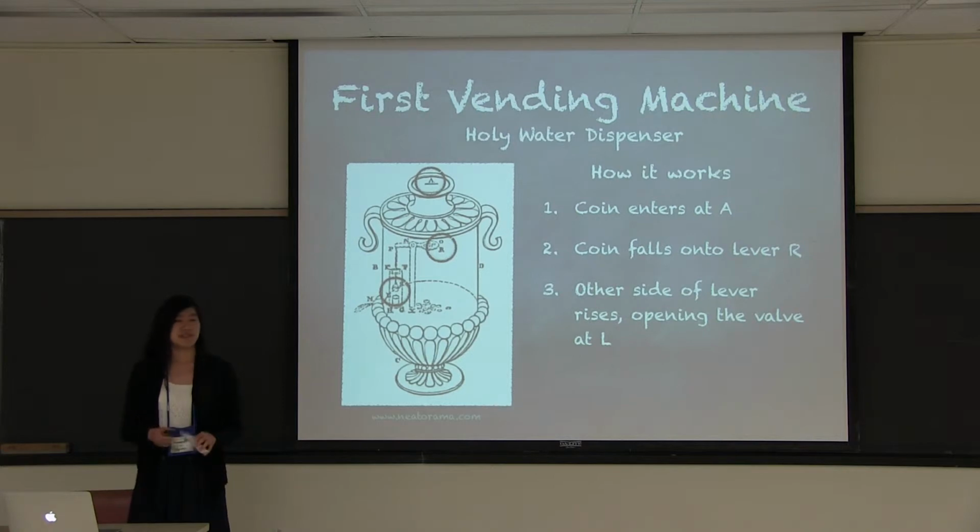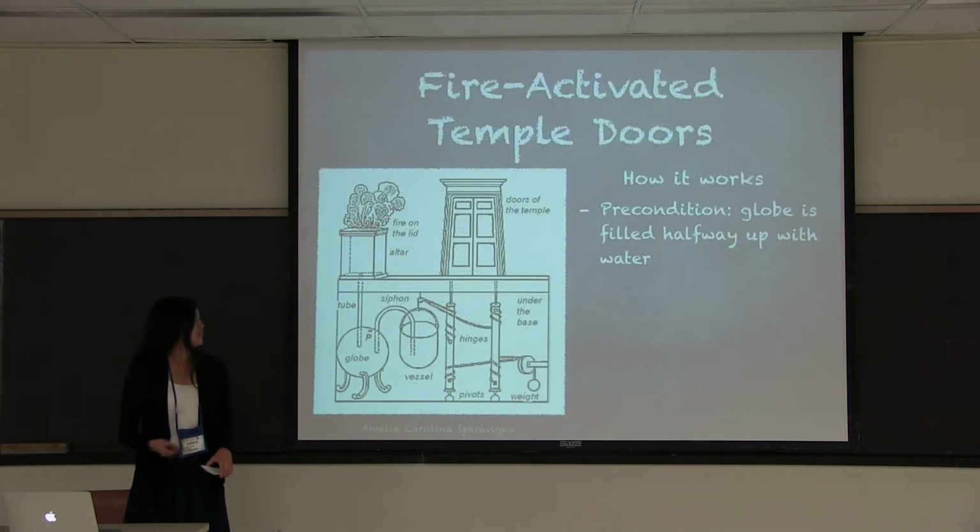So now onto the first vending machine. People would go to church and drop a coin in at the top. It would fall onto a lever, which would lift the other side of it and open a spout plug, and holy water would issue forth.